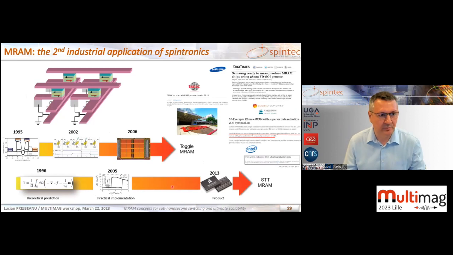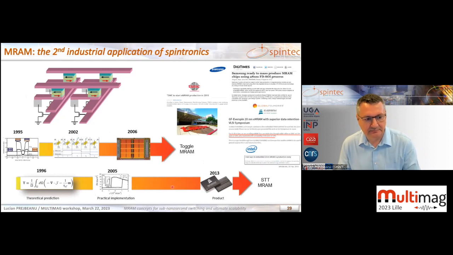The MRAMs are supposed to be the second industrial type of application for spintronics, and MRAMs, of course, is the use in a matrix organization of memory cells, which are mainly magnetic tunnel junctions, and that have to be written or read in an efficient manner. What is important to mention in terms of scientific research with respect to application is that from the discovery of the tunnel magnetic resistance up to the implementation of this into the first commercial product, the toggle MRAM for Everspin, it took a bit more than 10 years.